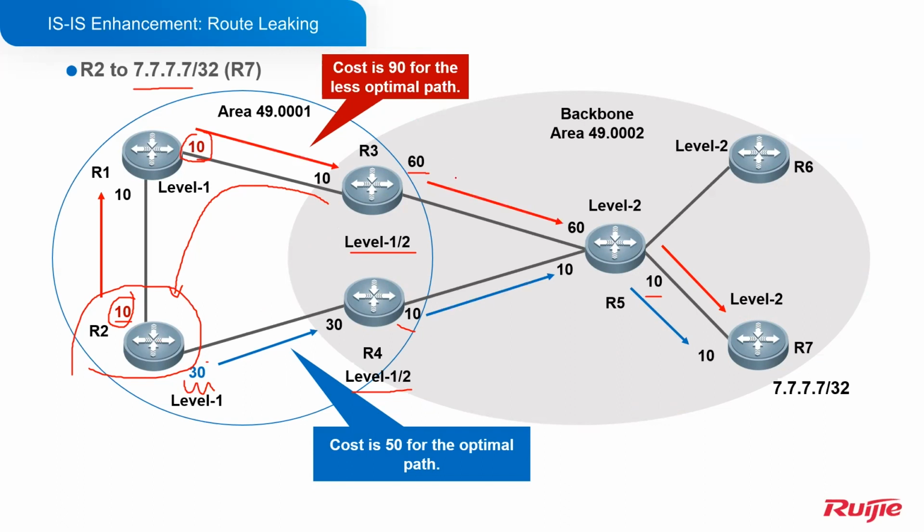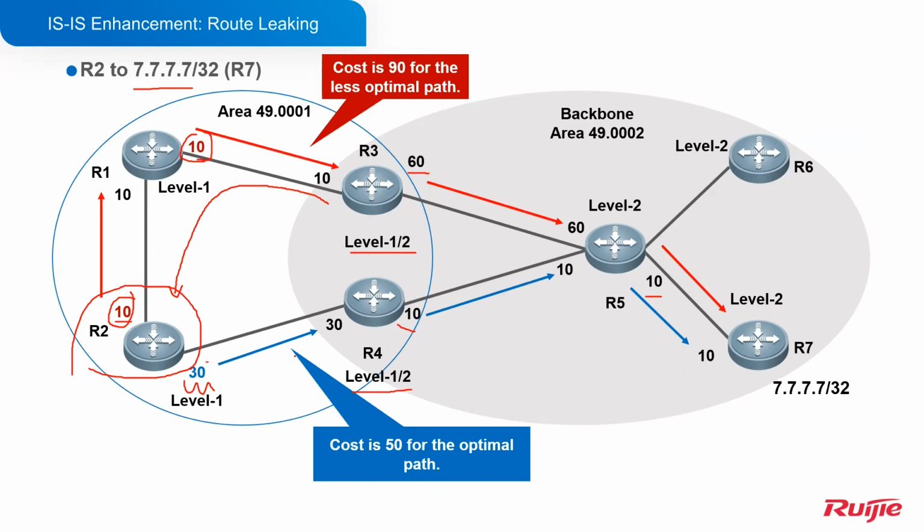So this is the problem of the route leaking. And how to solve this problem? You can use the ISIS redistribution. You can let route 2 know the whole path and then calculate by itself. So if you want to use this function, you must redistribute your routing information. Redistribute the level 2 route into level 1.